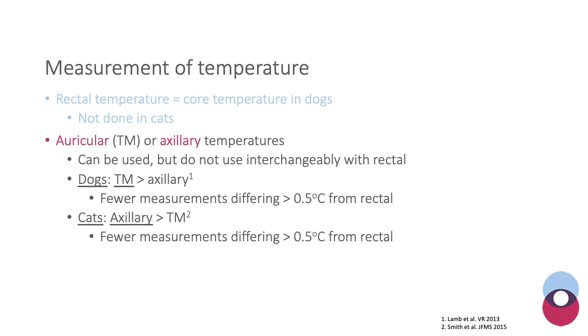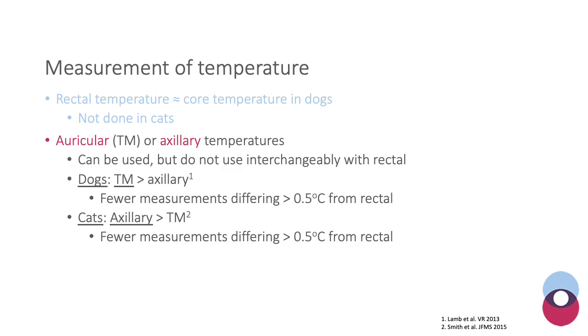I would tend to use these more as monitoring in, for example, hospital, and especially in dogs with a lot of diarrhea, where they're very sore in the perineal area and they will refuse rectal temperatures. Then I would consider using auricular or tympanic membrane temperatures. And the reason why I would use that over axillary, because it was shown in a paper from 2013, was that it was related better to rectal temperature, with fewer measurements more than half a degree away from the rectal temperature, and therefore also probably the core temperature. Whilst in cats, I would be more happy using axillary, again, because of very similar reasons.